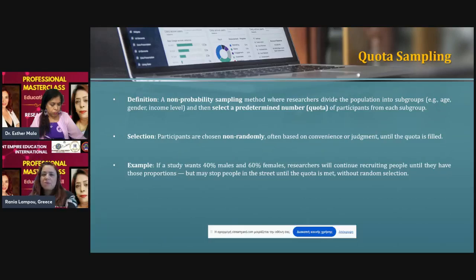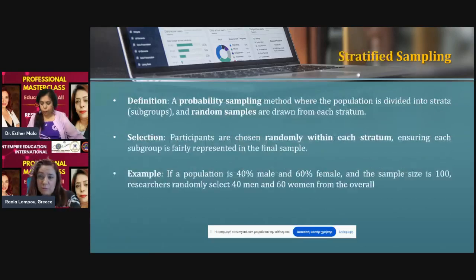Participants are not chosen randomly. This is based on convenience or judgment. I'll give you an example here: if a study wants 40% males and 60% females, researchers will continue recruiting people until they have these proportions. They may stop people in the street until the quota is met, without random selection, as I mentioned before.